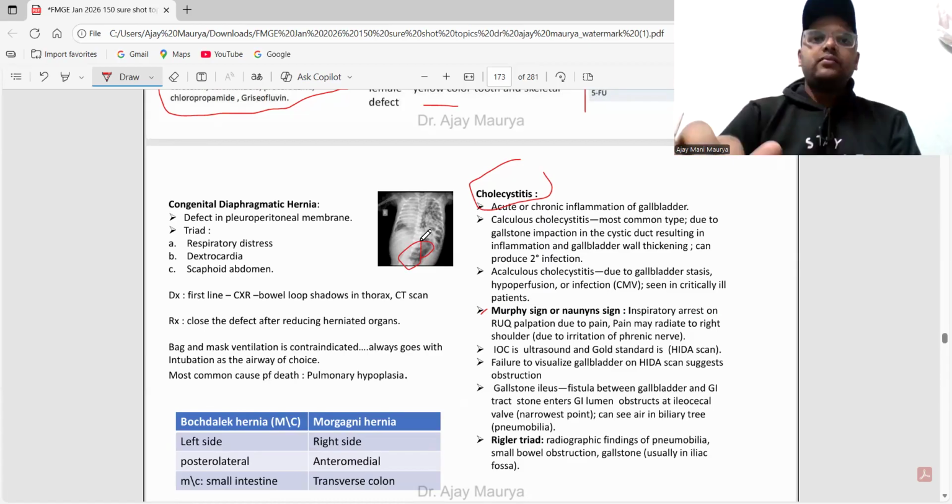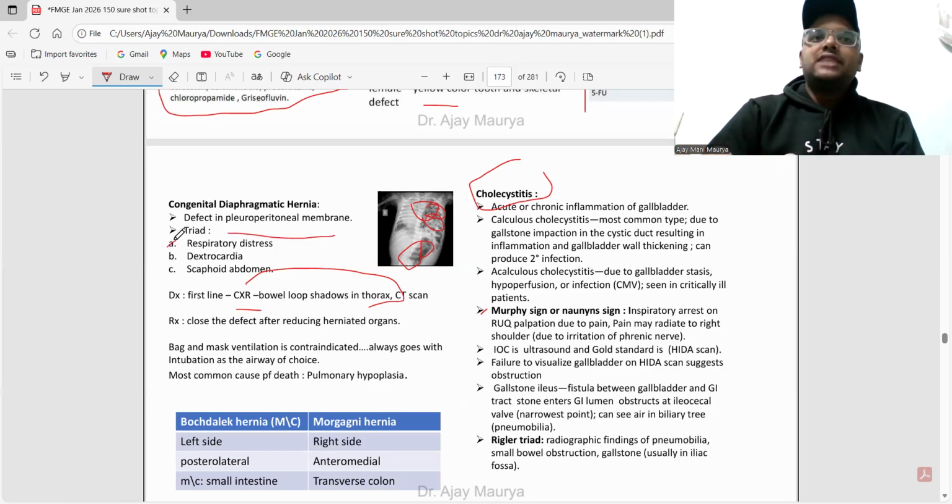ठीक है, तो थोरैक्स में जाएगा तो it will see all bubbles here in the thorax. Okay, na? First of all you have to do the chest X-ray. You will see the bowel loops, shadows in thorax. It occurs because there is a defect in the pleuroperitoneal membrane.